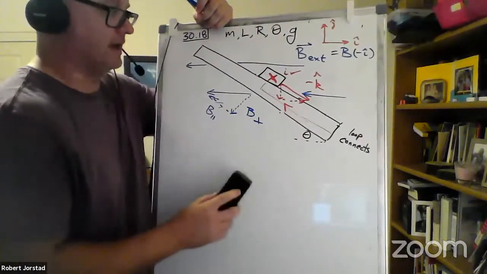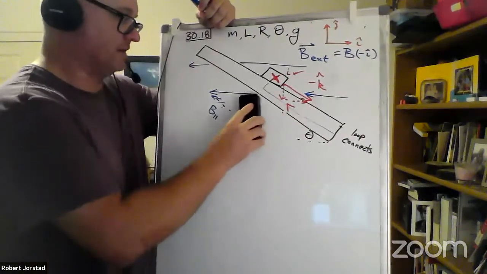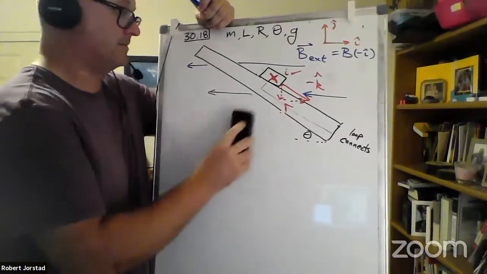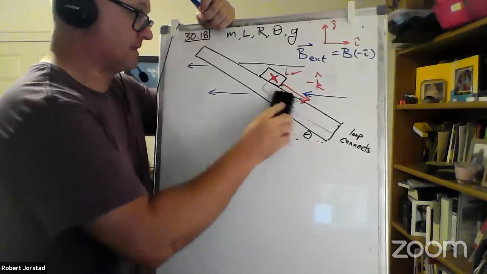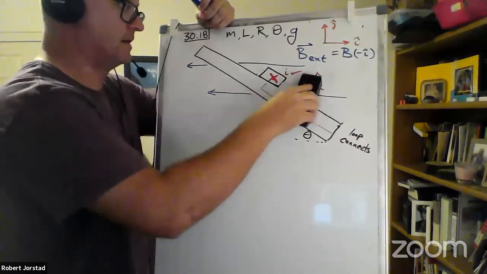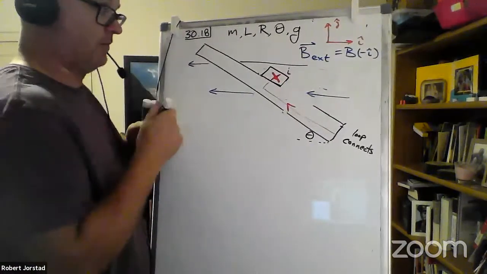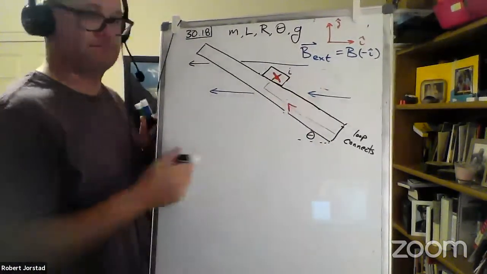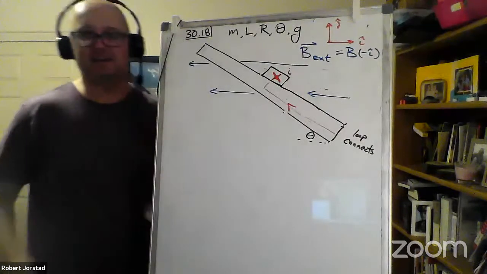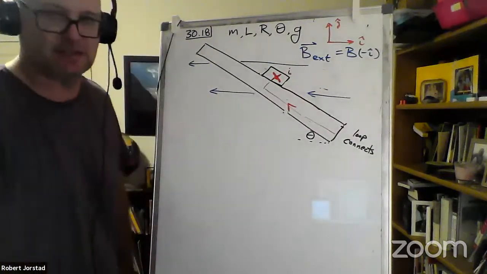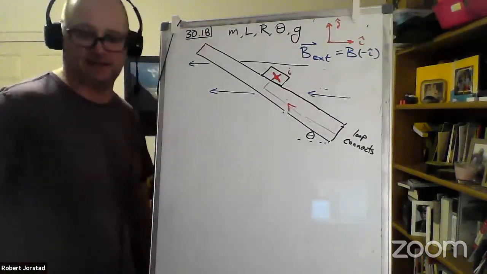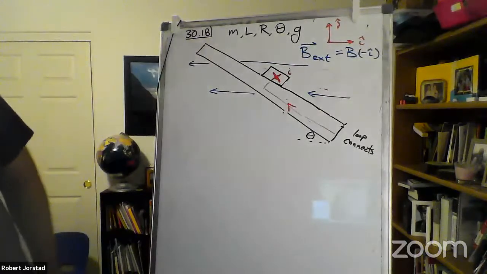Now, okay, I need to get back to here. It's getting kind of messy. So hopefully you agree with this. Which way is the magnetic force going to be? Up the plane or down the plane? What do you think?